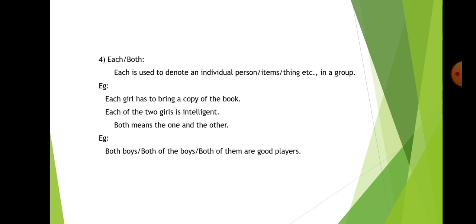Next, each or both. Each is used to denote an individual person, item, thing, etc. in a group. For example, each girl has to bring a copy of the book. Next, each of the two girls is intelligent. Both means the one and the other. For example, both of the boys, both of them are good players.